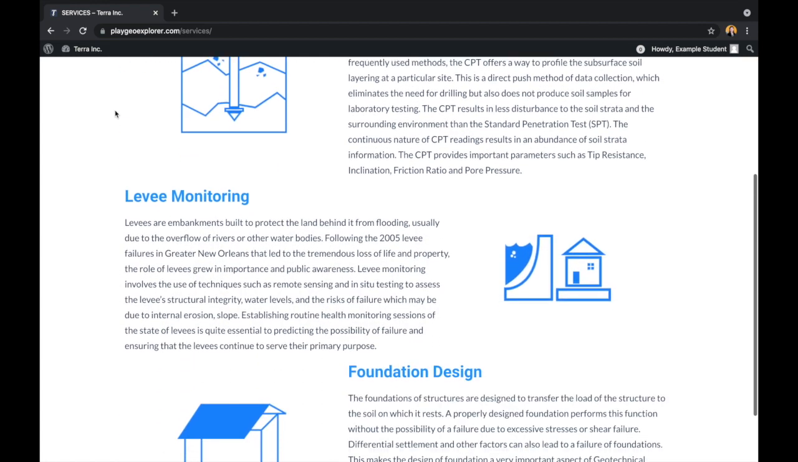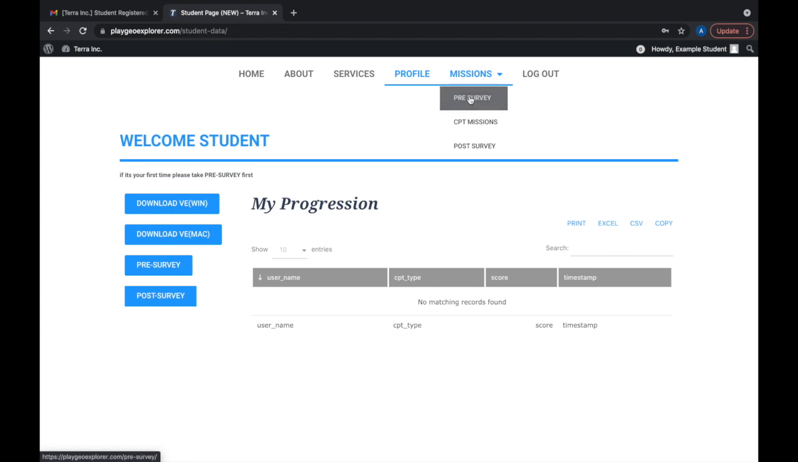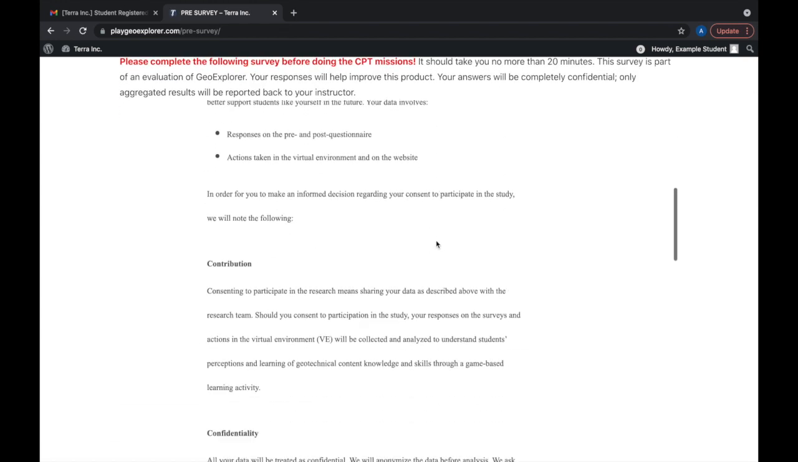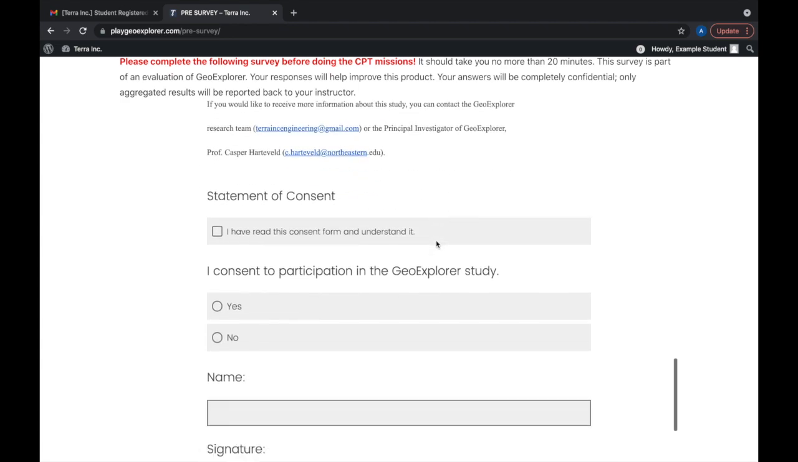Students take a pre-experience survey that serves as a baseline for the cutting-edge research being conducted from both the technical content and student motivation perspectives. This data has been used to update the environment to be more engaging for students.